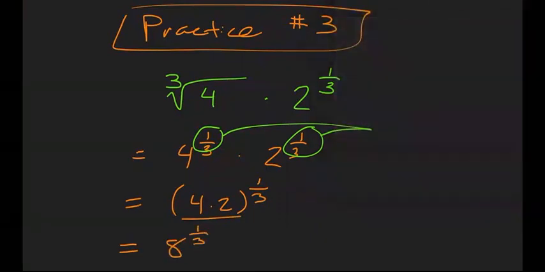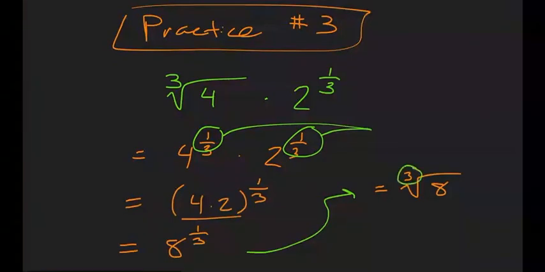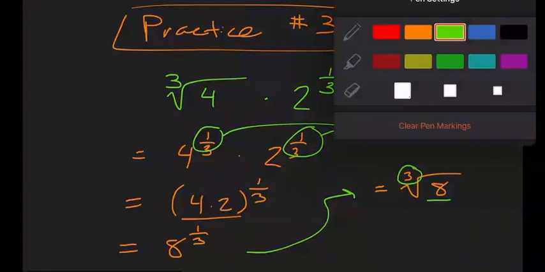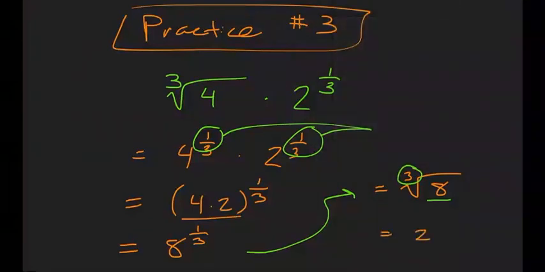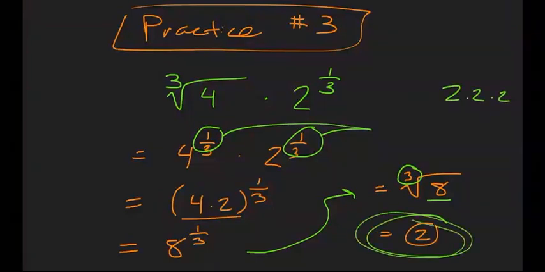And now that we've changed things, let's try turning this exponent back into a root. And this is saying what number multiplied 3 times gives us 8. It's going to be 2. It's 2 times 2 times 2 is 8. So 2 is our answer. So from here, we'll go ahead and stop the video and move on to classwork.